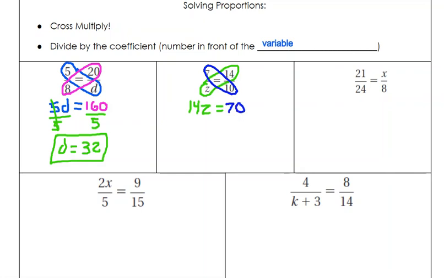Now I can divide by the coefficient. I'm going to divide by 14 so I can get z by itself, because these 14s would cancel out and leave me with z. Then 70 divided by 14 gives me 5. So my answer is z equals 5. All right, so that's how you solve a proportion.